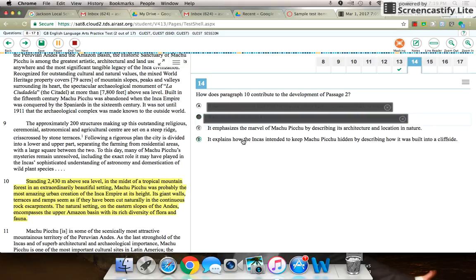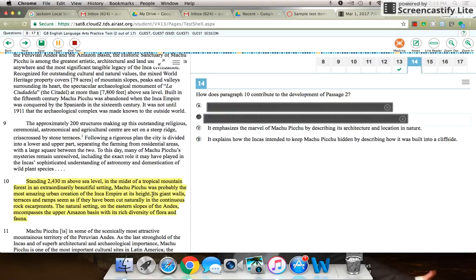C, it emphasizes the marvel, which is a synonym for like wonderful, breathtaking. It emphasizes the marvel of Machu Picchu by describing its architecture and location in nature. Again, this one sounds good, but just like the last question, we can't stop here because what if D is better? D says it explains how the Incas intended to keep Machu Picchu hidden by describing how it was built into a cliffside.